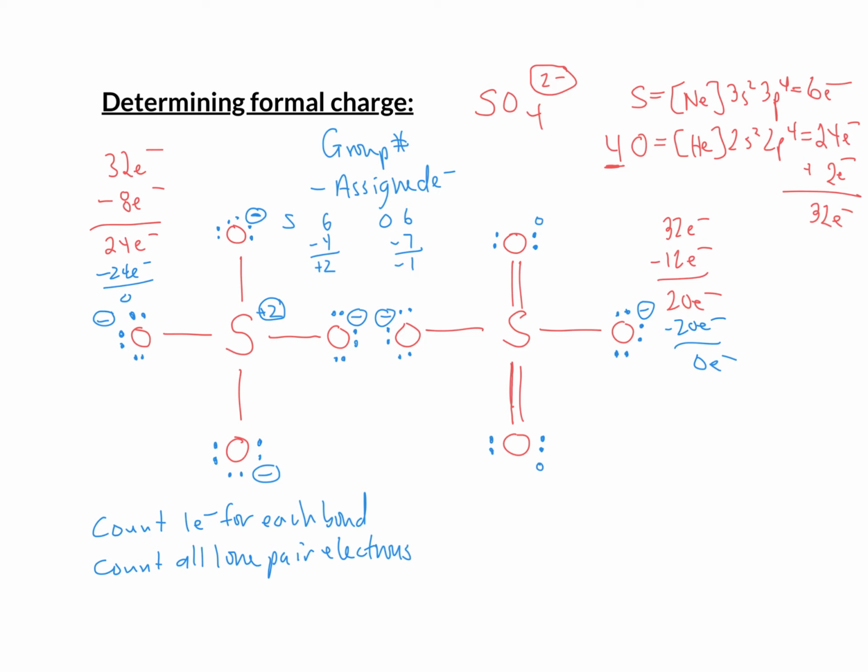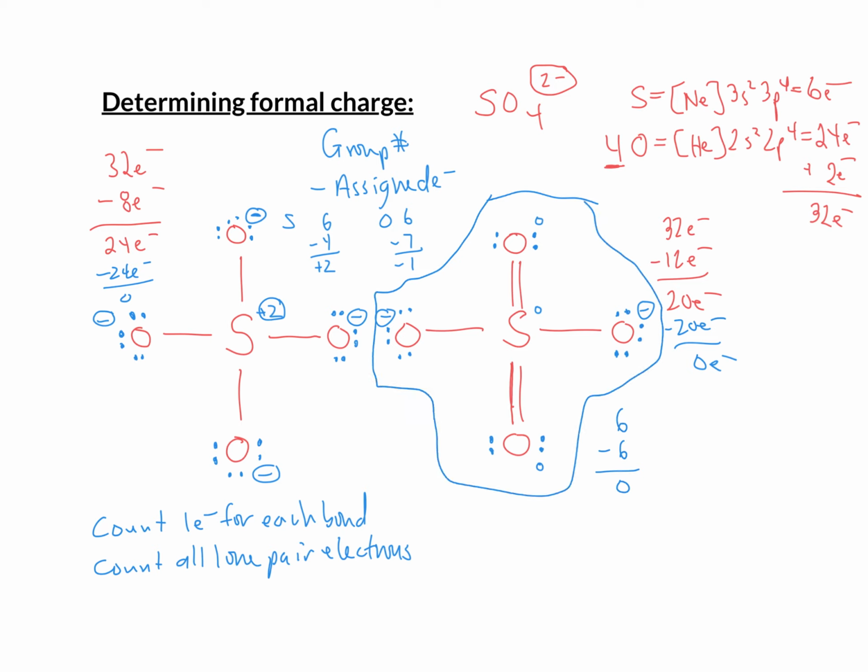Our central sulfur, right? 1, 2, 3, 4, 5, and 6. 1 electron for each bond. Our central sulfur is in 6 bonds, so 6 minus 6, a neutral charge on that sulfur as well. So this is the better Lewis structure for us, because I have the fewest number of atoms carrying charge.